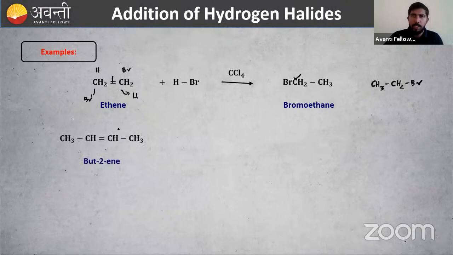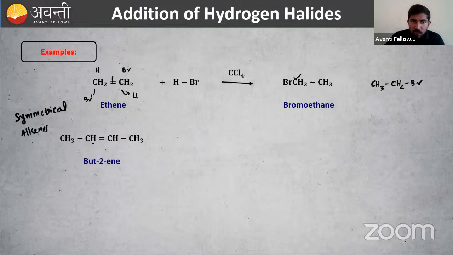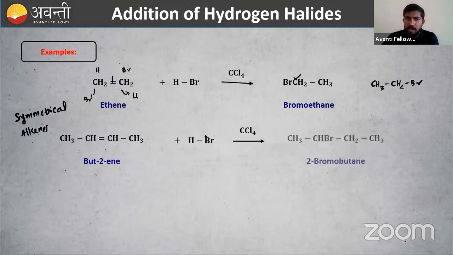Then we have butene. So they are symmetrical alkenes. First, we are studying the addition of hydrogen halide in symmetrical alkenes. There is a double bond, then I have to add halogen and I have to add hydrogen. So what is happening? You can add hydrogen, then Br, or you can add Br to this carbon, hydrogen to this carbon. Fine. You will get the same product.